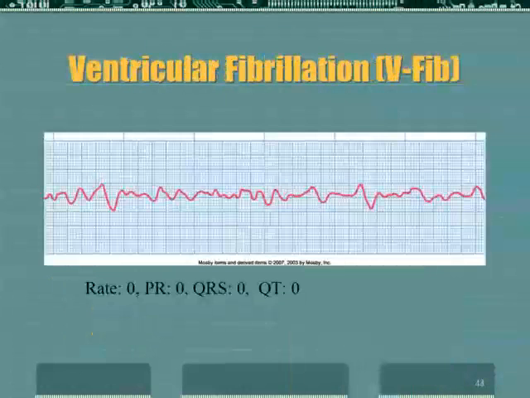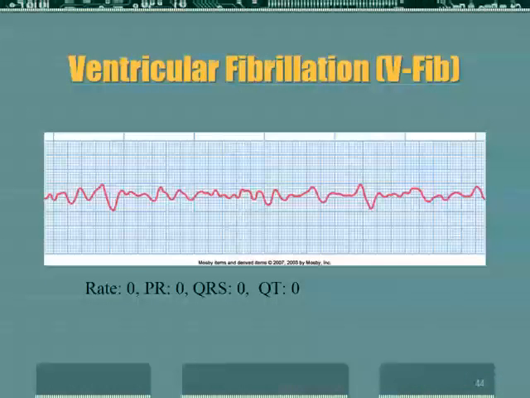VFib is represented on this particular rhythm strip. As you can see, it's very chaotic. It's very strange looking. This is basically the ventricles just quivering. They're not doing conduction whatsoever. And so obviously cardiac output is very poor.